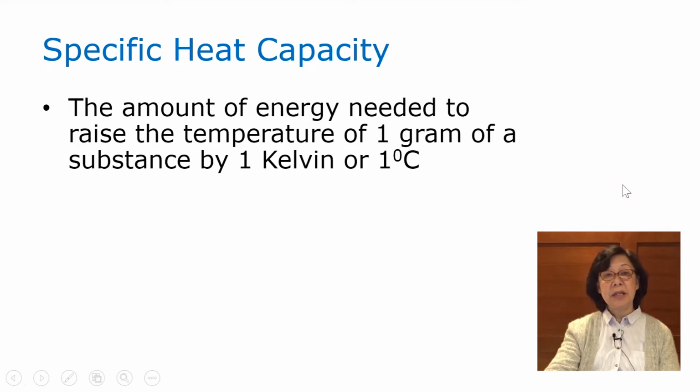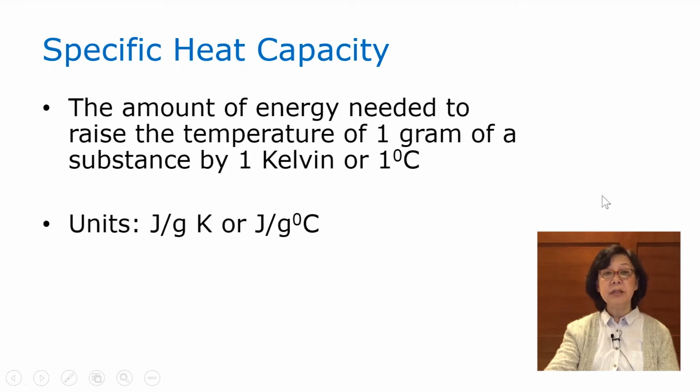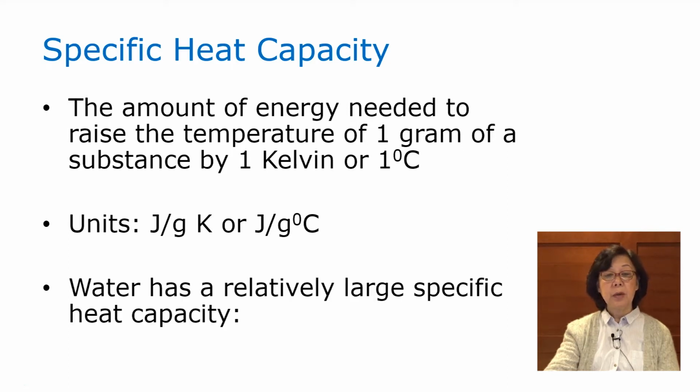Specific heat capacity is the amount of energy needed to raise the temperature of 1 gram of a substance by 1 Kelvin or 1 degree C. It is in the units of joule per gram Kelvin or joule per gram degree C. Water has a relatively large specific heat capacity, equal to 4.18, meaning that to raise 1 gram of water by 1 degree C, 4.18 joules of heat is required.